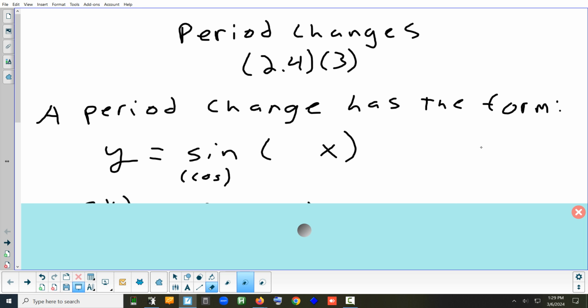So what we're going to have here is something like that. Sine or cosine. And there'll be a number times x. Okay, I use the letter b to represent that number. Because if we were doing multiple transformations in the same problem, this is the second one we do.